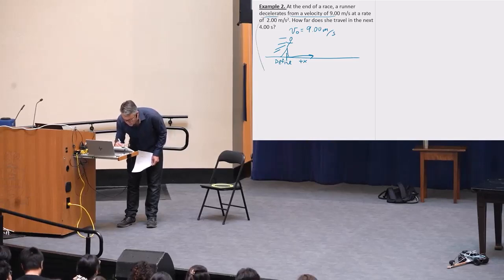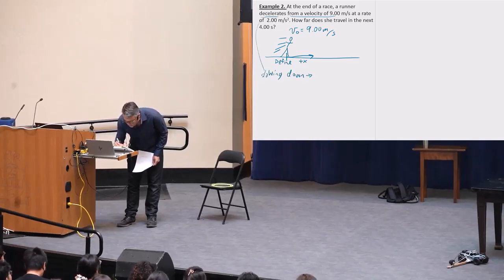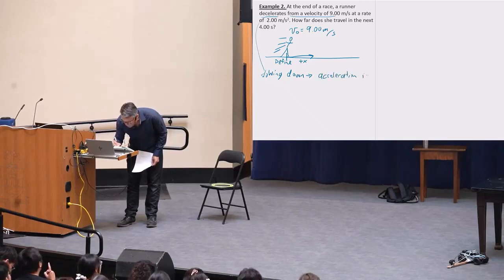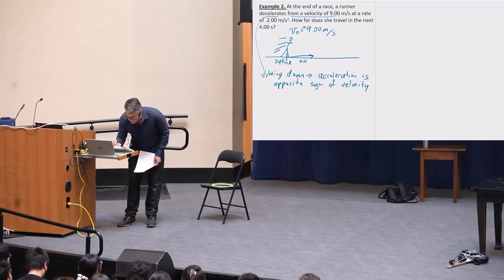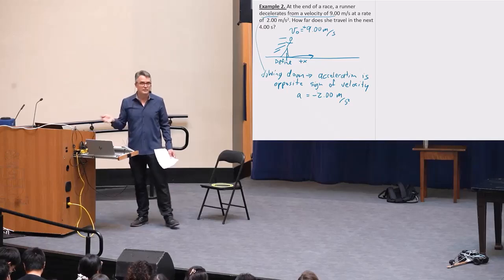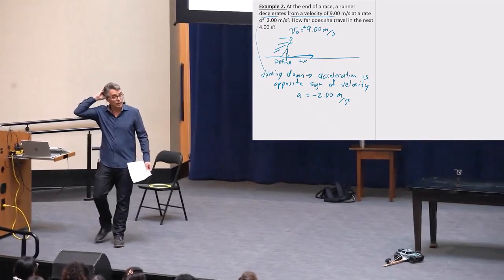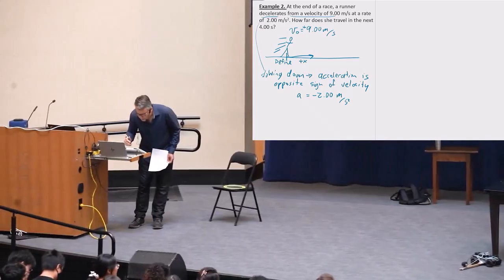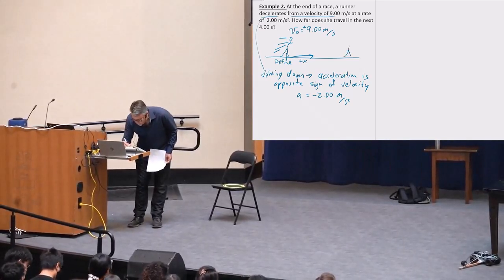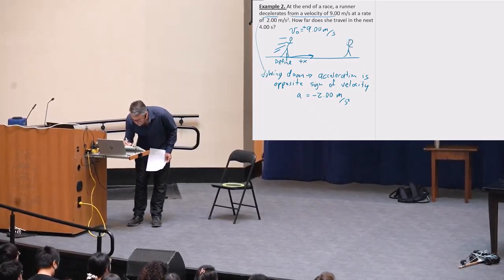This means slowing down. So what that means is that acceleration is opposite sign of velocity. If the velocity was plus 9.00 meters per second, the acceleration says it's 2.00 meters per second squared, but since it's slowing down, I have to make that the opposite sign of whatever I made the velocity. So I'm going to put a negative there. Otherwise, probably my math is going to be wrong at some point. And then it says, how far does she travel in the next 4 seconds? You're here.